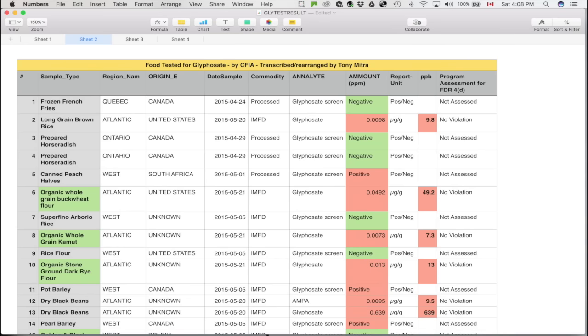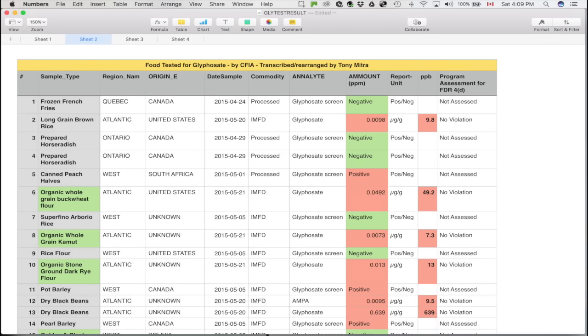However, I did make one exception. The readings of glyphosate were provided in micrograms per gram, or parts per million, and I multiplied it by 1,000 times, created another column next to it for ppb, parts per billion, and wrote the same figures down. So 0.0098 as microgram per gram is the same as 9.8 parts per billion. This is how I added one column, just to use that reading for later analysis.